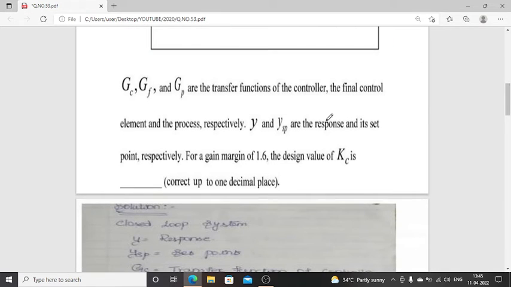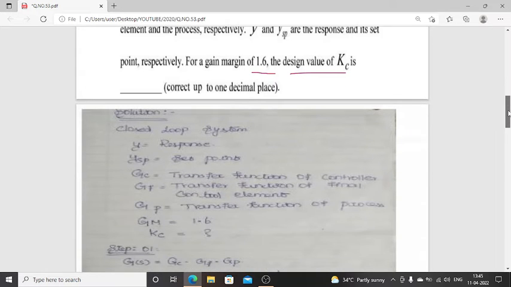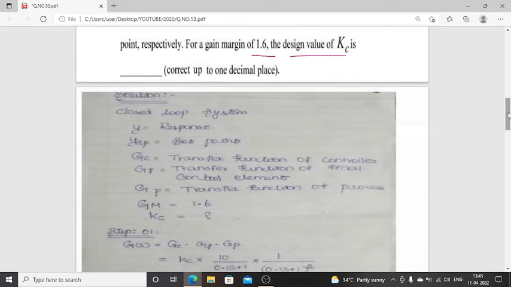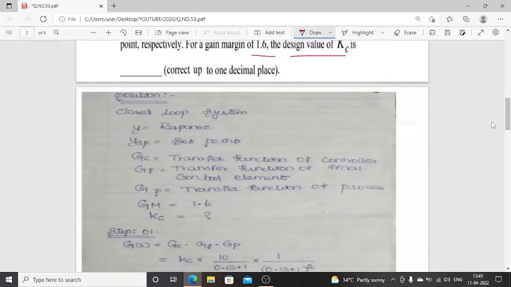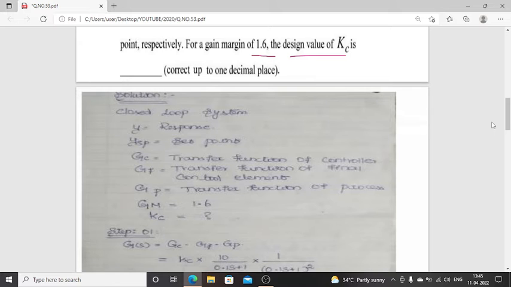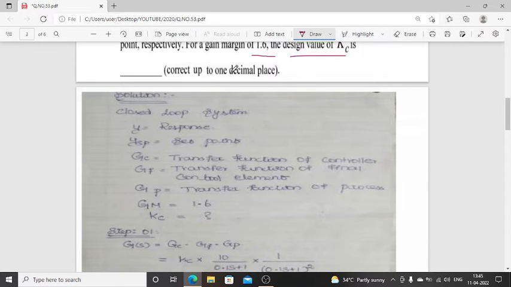For a gain margin of 1.6, the design value of Kc is. We are going to calculate the proportional sensitivity or gain, the Kc value, with the help of GC, GF and GP. After calculating the Kc value, we have to round the result to 1 decimal place.